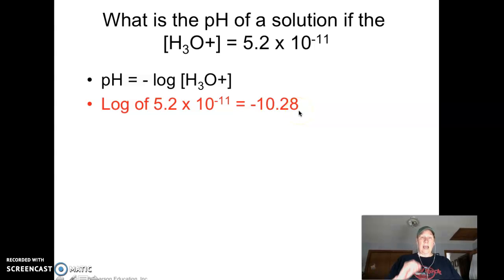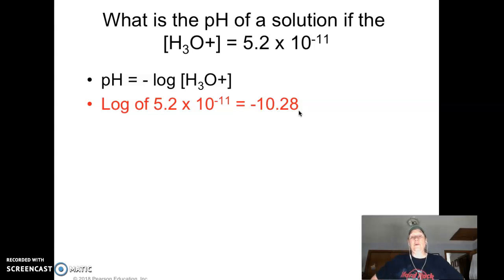So on mine, I wrote 5.2 times 10 to the negative 11th. Again, if you look, I've got EE on my calculator. But you'll have to figure out how yours is. I think on a graphing calculator, you have to put log first. Every calculator is a little different, so you'll have to figure out yours.